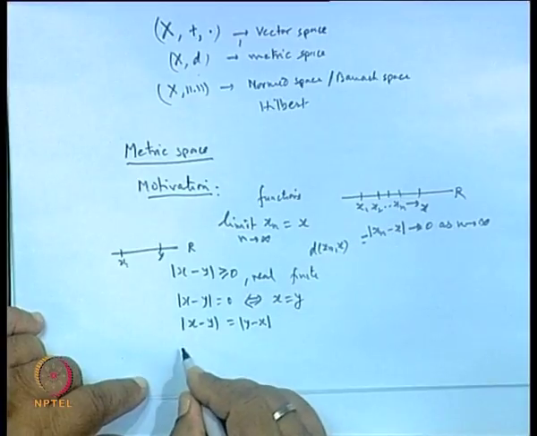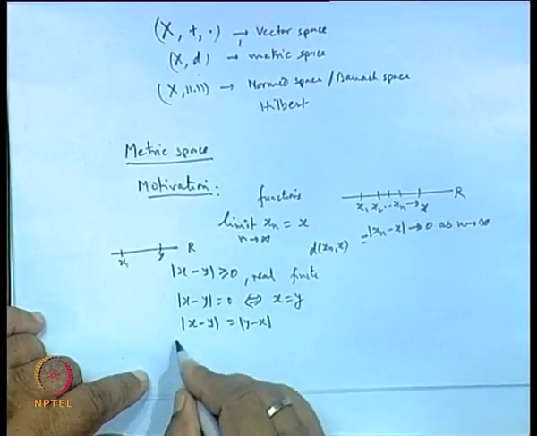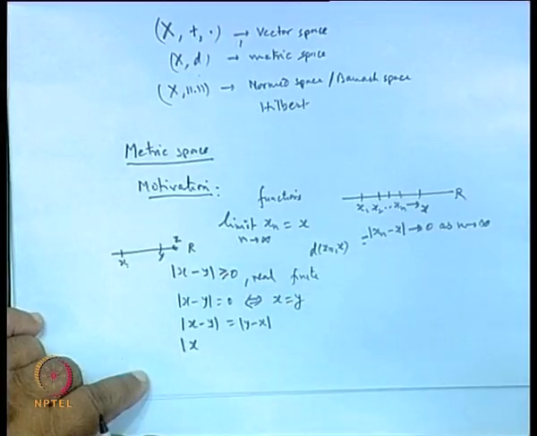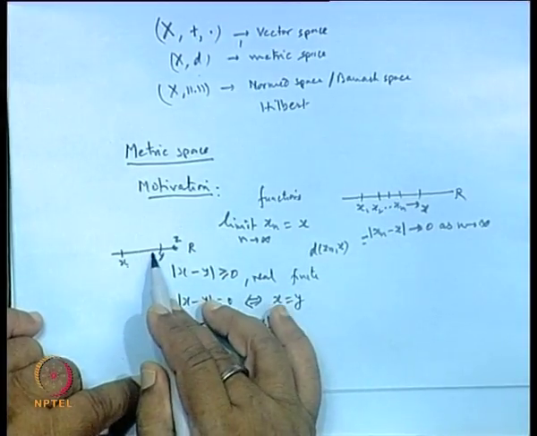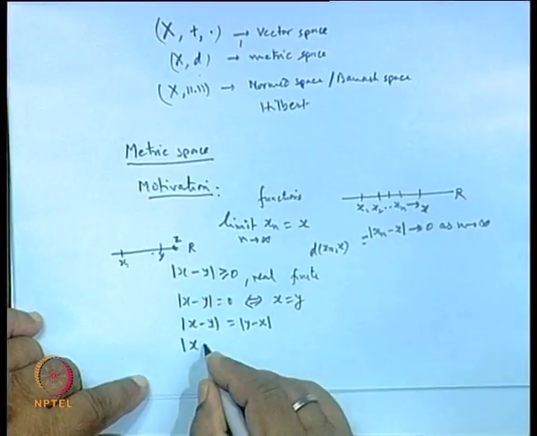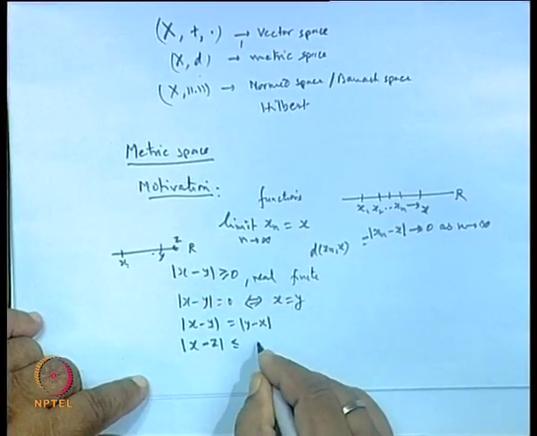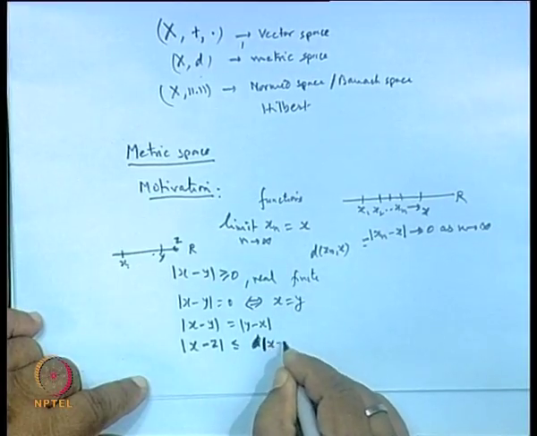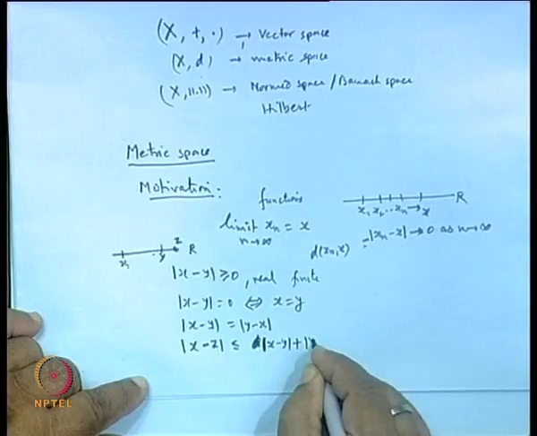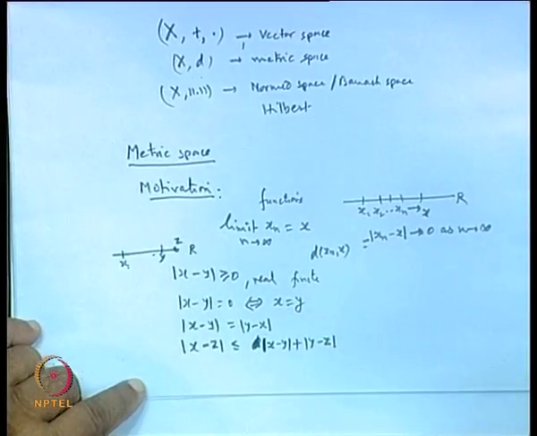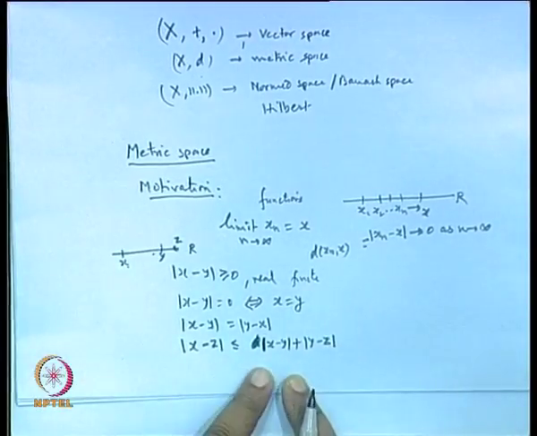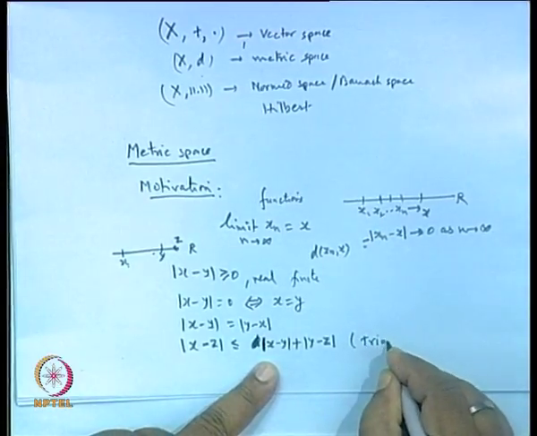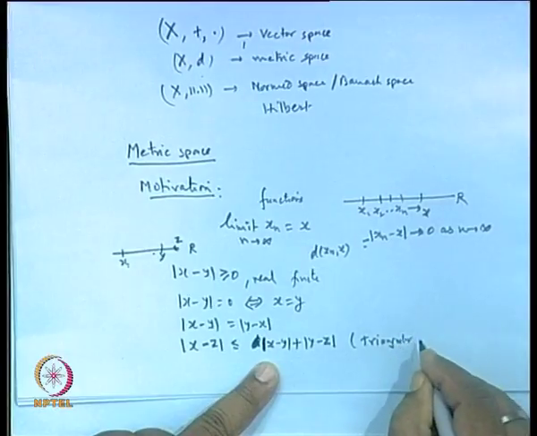Then another property which the modulus function enjoys is that if I choose a point z on the real line, either in between x and y or maybe outside of this, then |x - z| will always be less than or equal to |x - y| + |y - z|. This property we also call the triangular property.